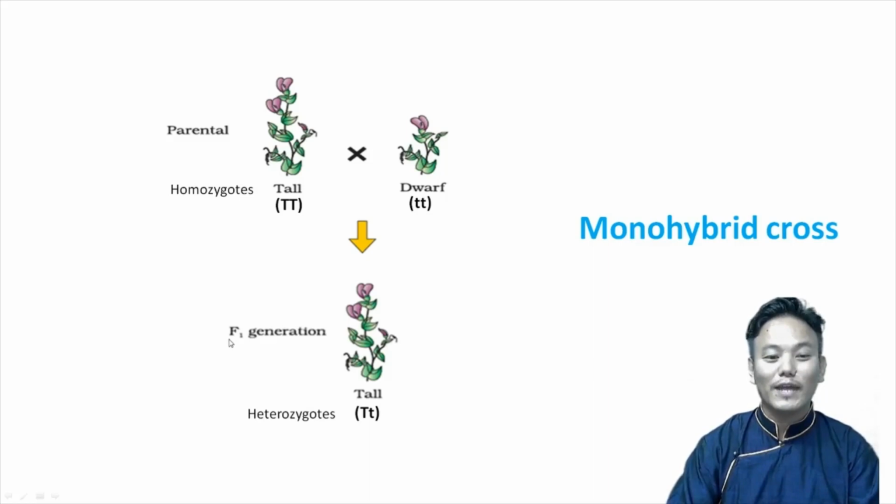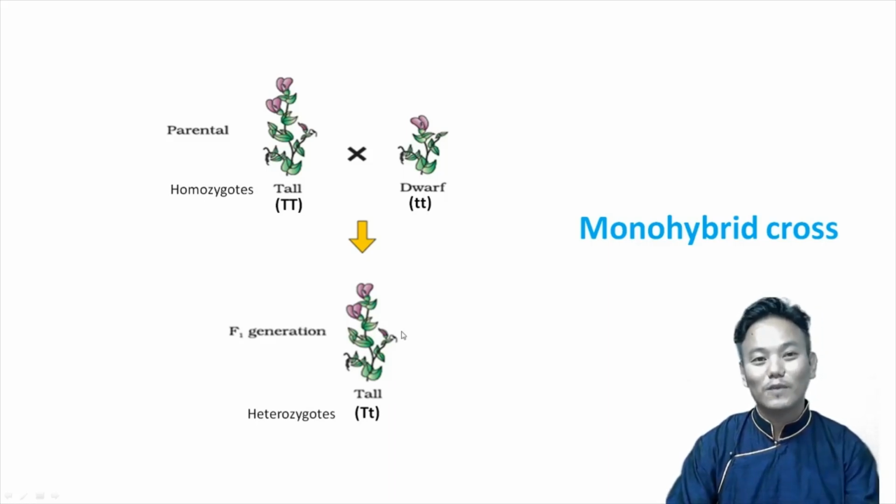But look over here in the F1 generation. This particular tall plant has both the factors, one factor which is trying to make it tall and one factor which is trying to make it dwarf. But the factor which is trying to make it tall seems to dominate the factor which is trying to make it dwarf. Therefore, all the F1 generation plants are tall. That is what Mendel's law of dominance is.